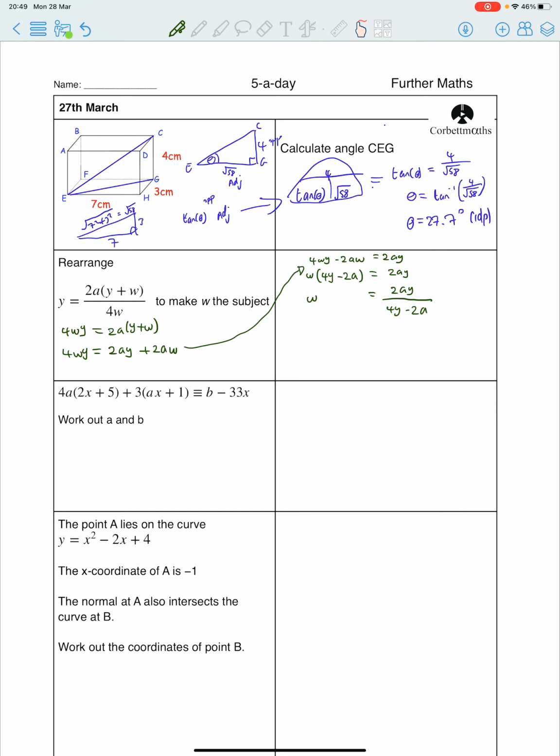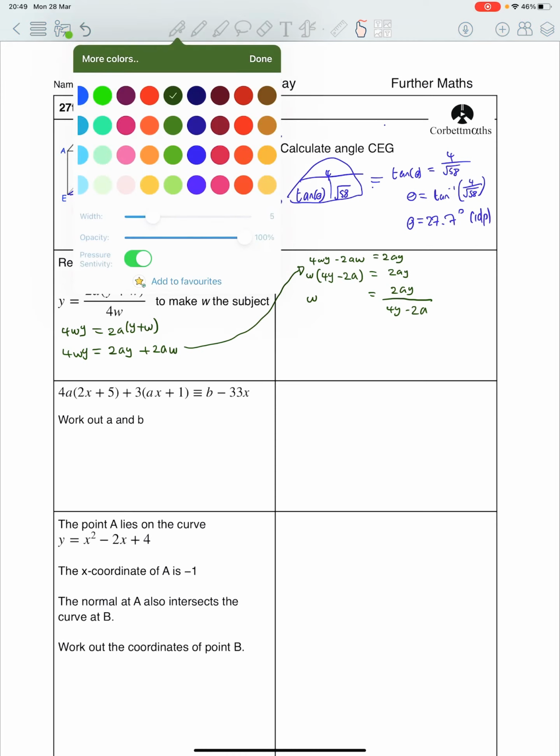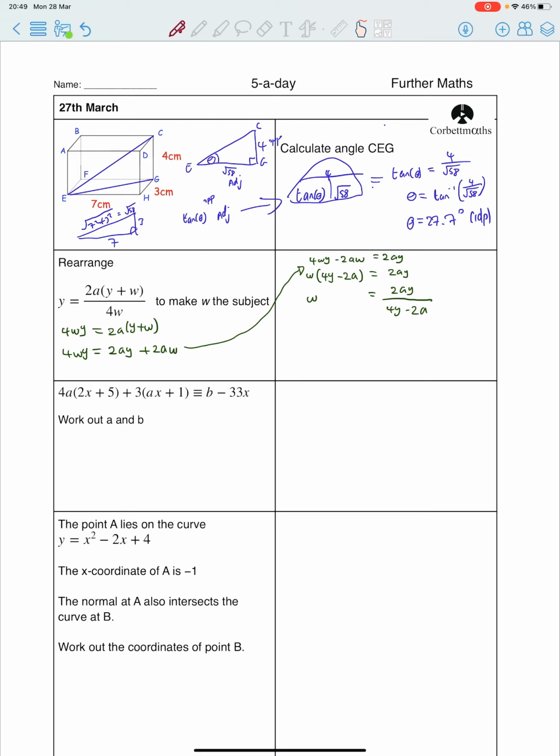Next, we've got an identity, and it says to work out a and b. So first thing we need to do is expand and simplify, or collect the like terms, as it were. So I'm going to change colors again. I'm like a chameleon. If I multiply things out, I get 4a times 2x, which is 8ax. 4a times 5 is 20a. 3 times ax is plus 3ax. 3 times 1 is plus 3. And that is identical to b minus 33x.